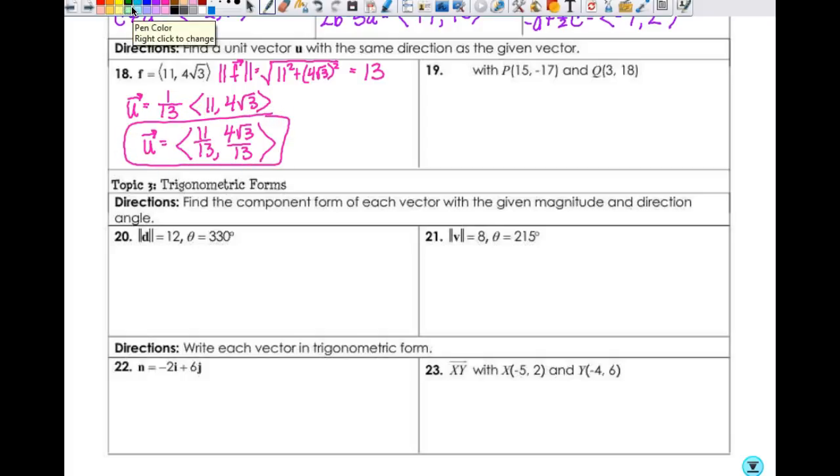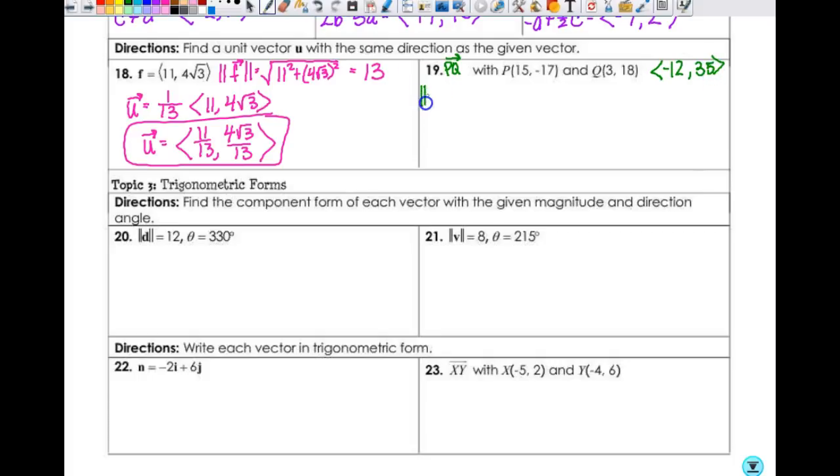All right, so here, I just realized something else that disappeared here is PQ, but I guess we've kind of figured that out anyway. So PQ. And so if I need to find the component form first, my component form is going to be 3 minus 15, which is negative 12. And then 18 minus a negative 17 is going to give me a positive 35.